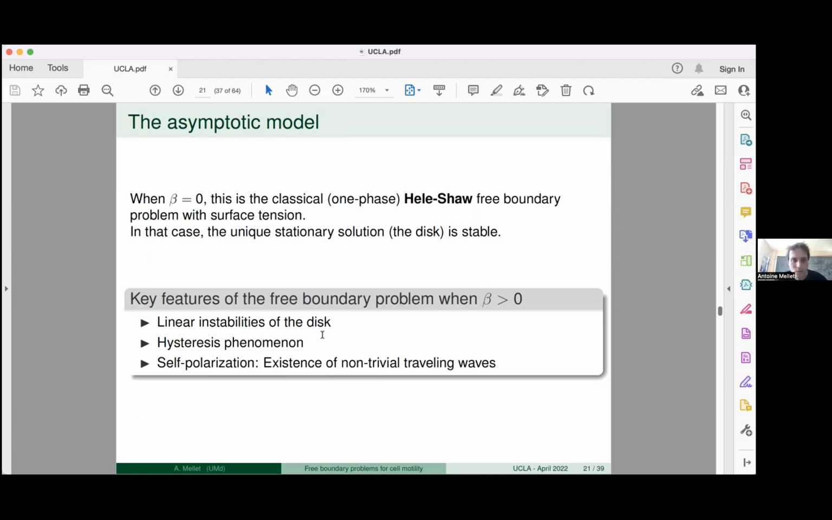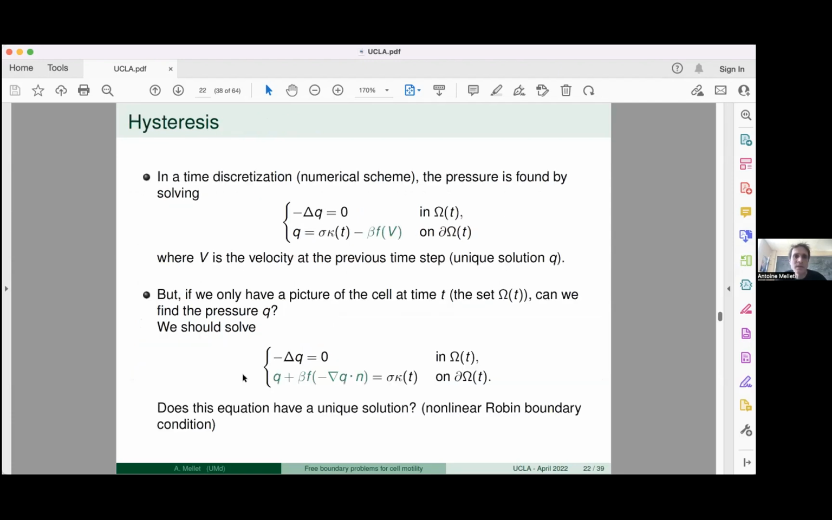Let me say just a word about what I mean here by hysteresis phenomenon. Those two words, hysteresis and self-polarization, are always mentioned in the literature on cell motility as important features of cell motility. What I mean is this: if you look at our model and you wanted to solve it numerically, what you would do is simply say that the pressure at time t is found by solving this equation, and for v here you would use the velocity from the previous time step, whatever velocity you had to get to where you are.